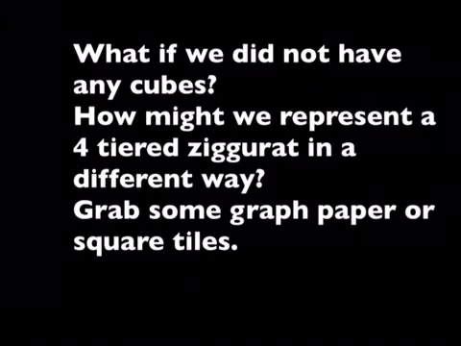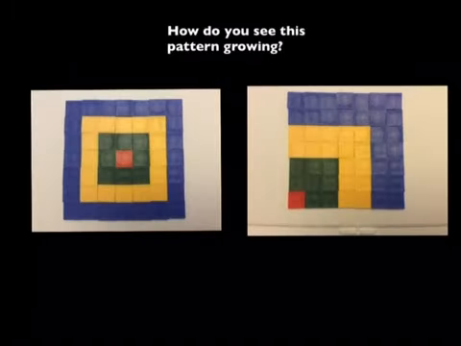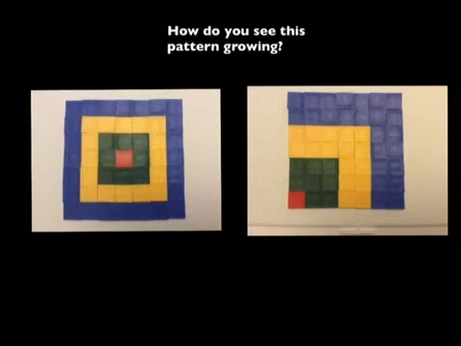What if we did not have any cubes? How might we represent a four-tiered ziggurat in a different way? Grab some graph paper or square tiles. How do you see this pattern growing?